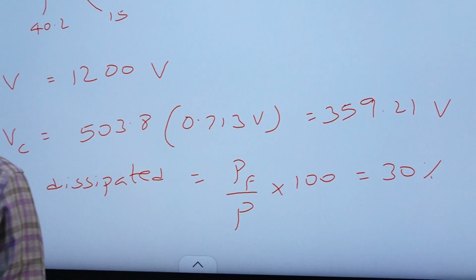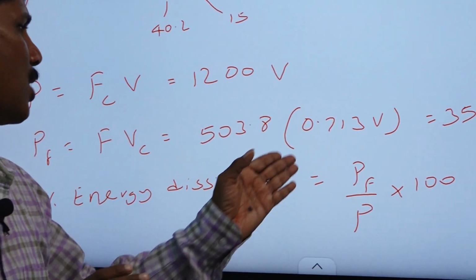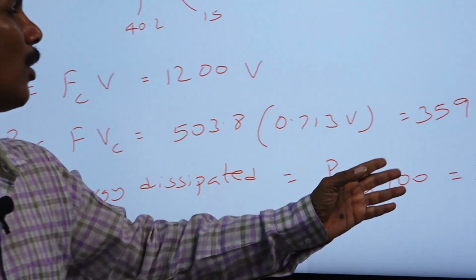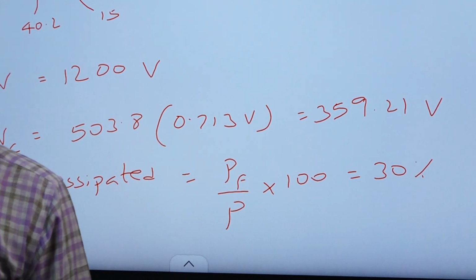So what is the amount of energy dissipated? It is the ratio of frictional power by total power into 100. While we calculate, it is 30%.